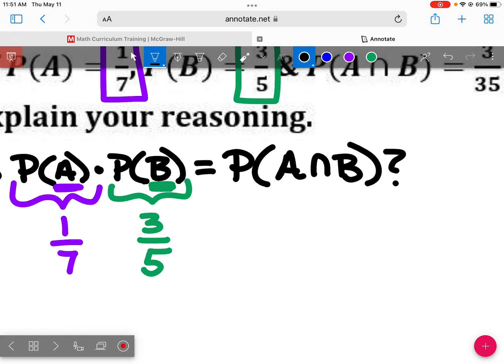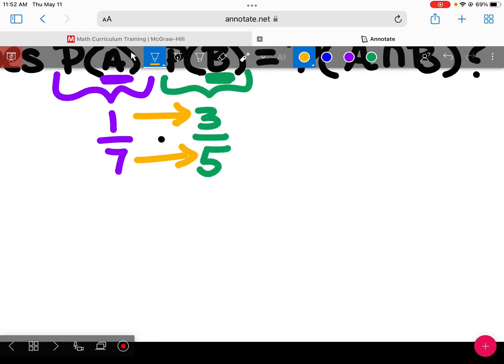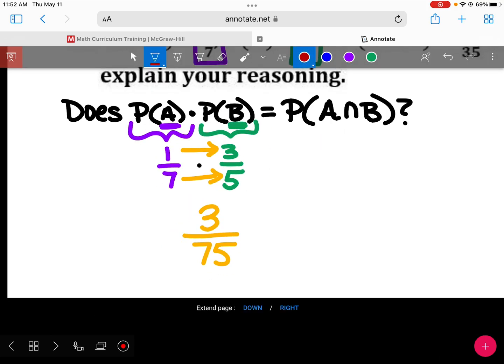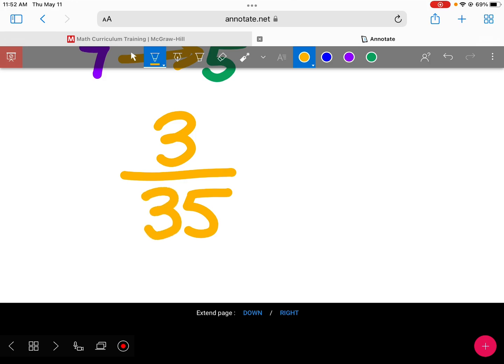What do I want to do with those two fractions? Multiply them. How do we multiply fractions together? Straight across. So I have 1 times 3 on my numerator, which would be 3. In the denominator, I do 7 times 5, which is 75. 75, 35. Good grief. Sorry, guys. I saw the 7, I saw the 5, and I wrote those two numbers down. 3 over 35. Let's try that again.